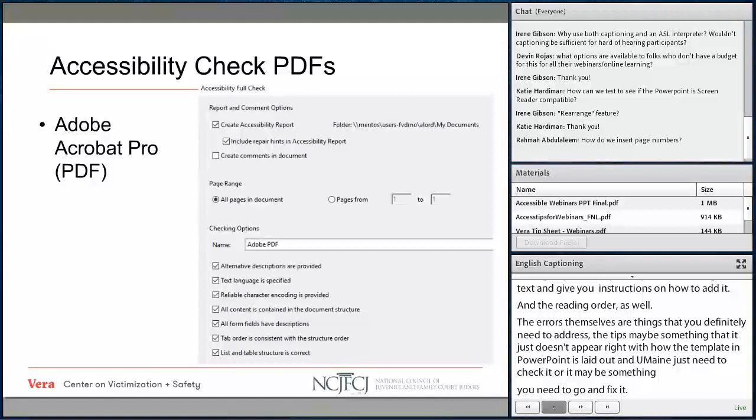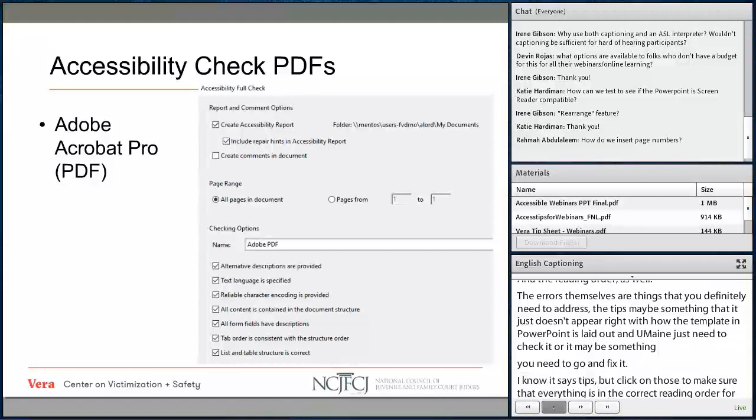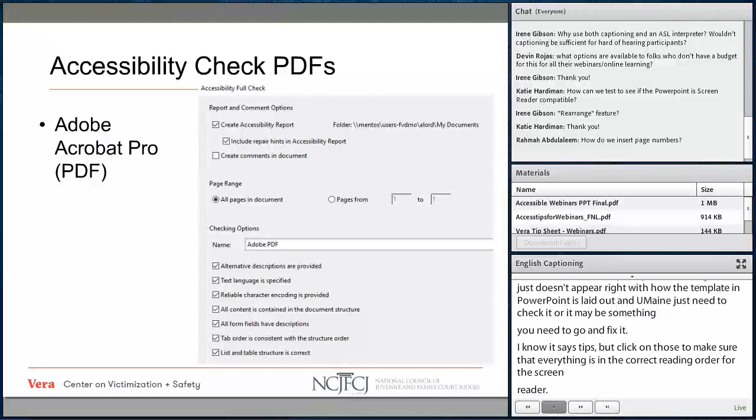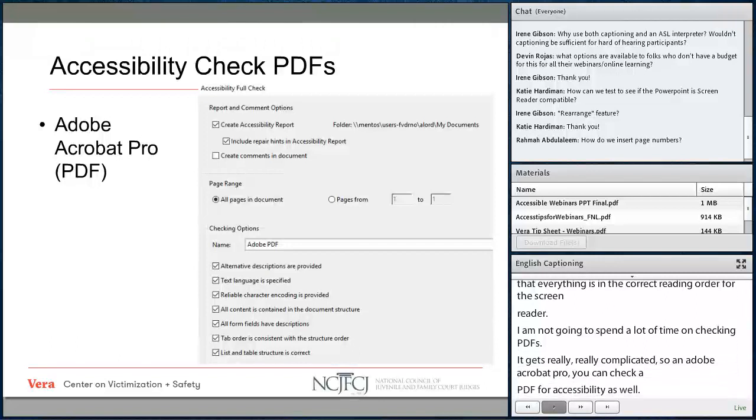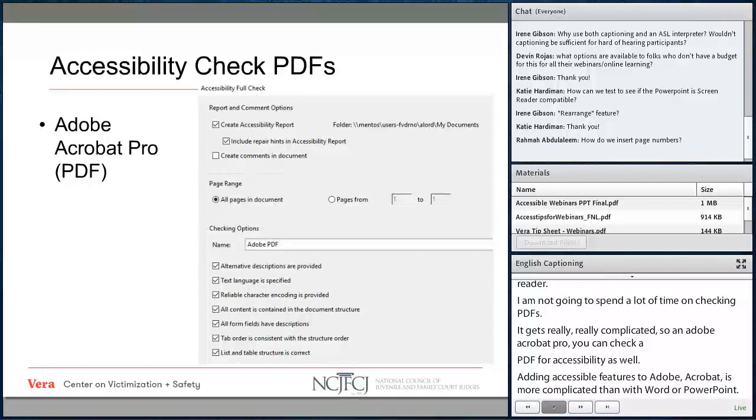So I'm not going to spend a huge amount of time on checking PDFs just because it gets really, really complicated. So in Adobe Acrobat Pro, you can check a PDF for accessibility as well. Adding accessible features to Adobe Acrobat is also a little more complicated than it is in Word or PowerPoint. So we do just suggest that you build it accessibly initially so that by the time you PDF it and send it to people, it's already meeting those standards.